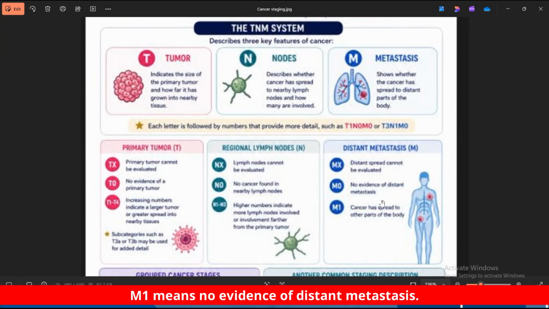M0 means no evidence of distant metastasis. M1 means cancer has spread to other parts of the body. So we will see this example here: T1, N0 and M0. Just T1, N0, M0 indicates the patient has a primary tumor, but it has not spread into regional lymph nodes, and there is no metastasis to other organs.